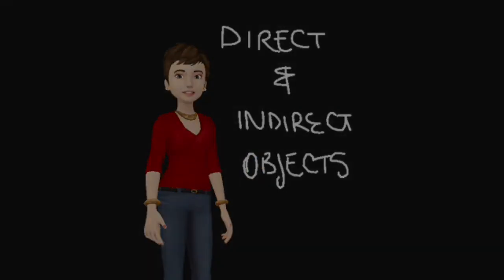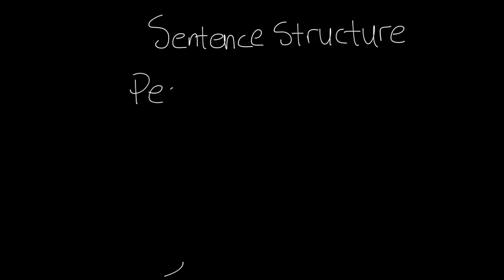So let's begin. Before we begin to talk about direct and indirect objects, we have to really understand the structure of a sentence. So let's take a look at this sentence.